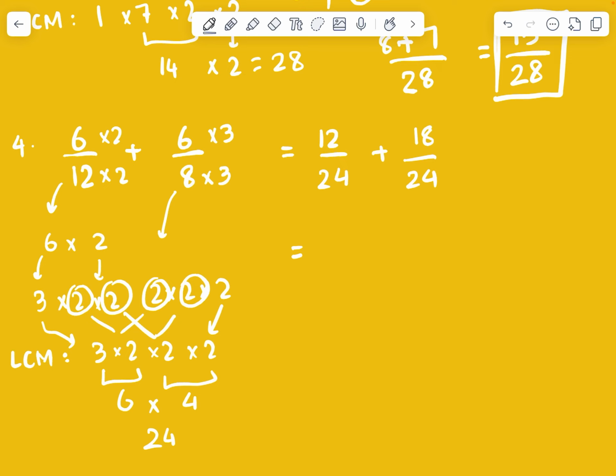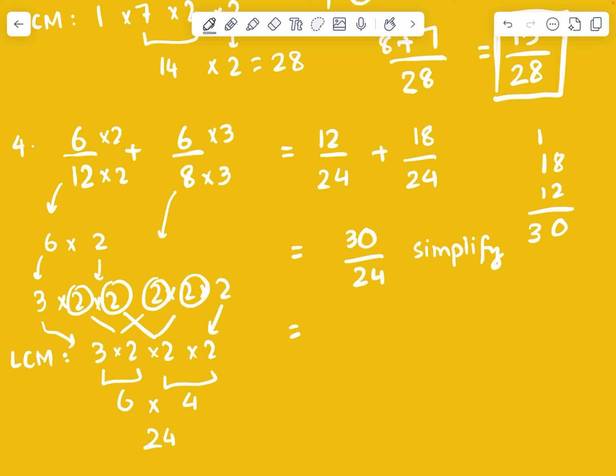Adding the fractions up. Okay. 18 plus 12. 8 plus 2 is 10. 1, 1, 2, 3. 30 over 24. You look at this fraction and you say, wait a minute, I can simplify this. Okay, how could you simplify?